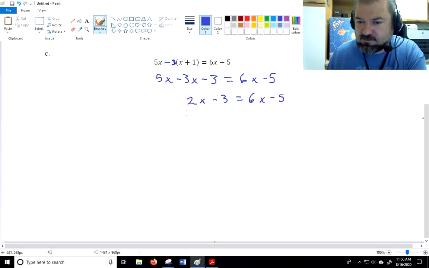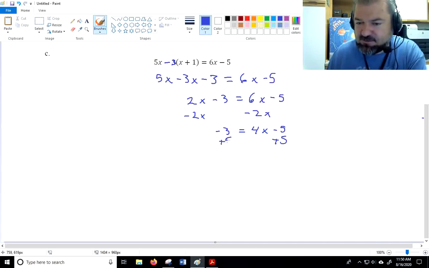All right, I'm going to subtract 2x from each side. I could subtract 2x's from each side, or I could subtract 6x's from each side. You'll get the same answer no matter what. Then we get negative 3 is equal to 4x minus 5. And I'll add 5 to each side.